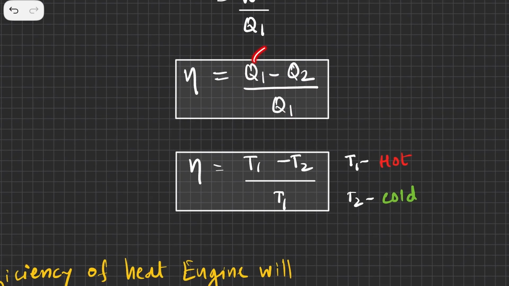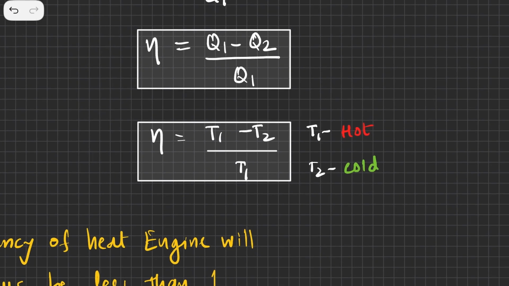Now Q1 and Q2 are basically heat, and finding out heat is slightly more difficult compared to finding out temperature. And we know that temperature and heat are functions of each other. So wherever there is a Q1 or a Q2, we can replace it by temperature. If I replace that, I'll get T1 in place of Q1 and T2 in place of Q2. So this is the efficiency of a heat engine in terms of temperature, and the earlier one is the efficiency in terms of heat energy.